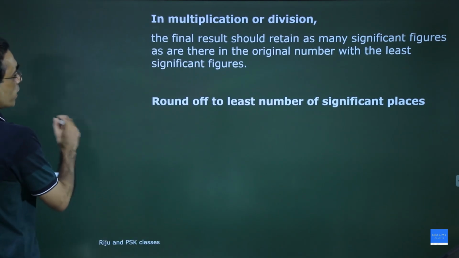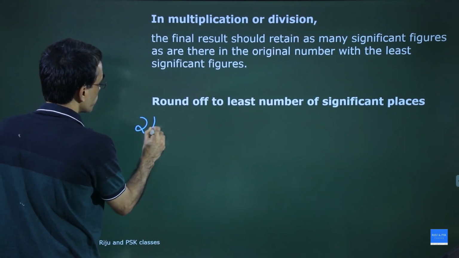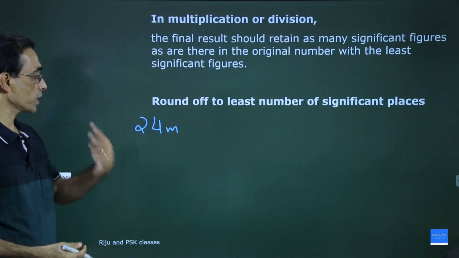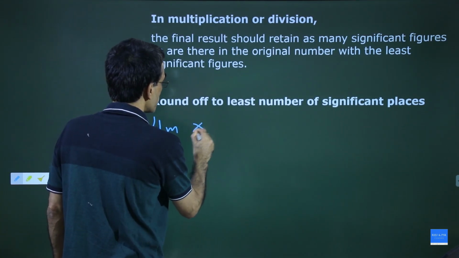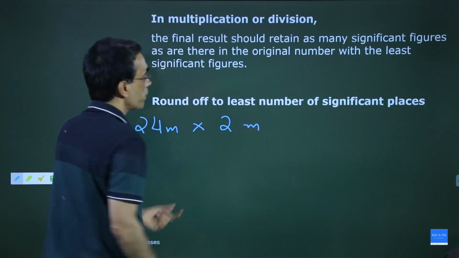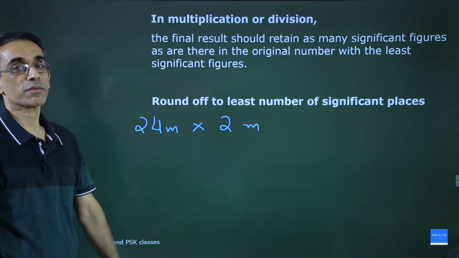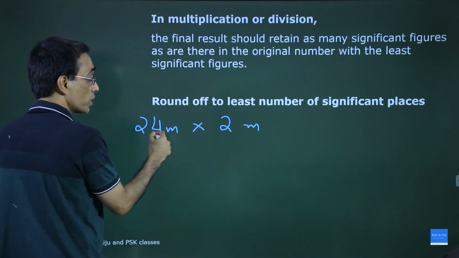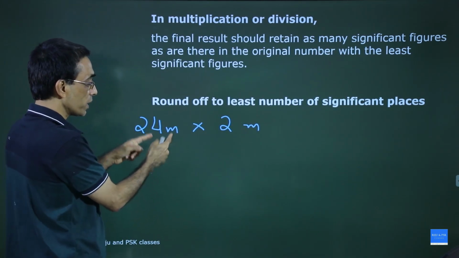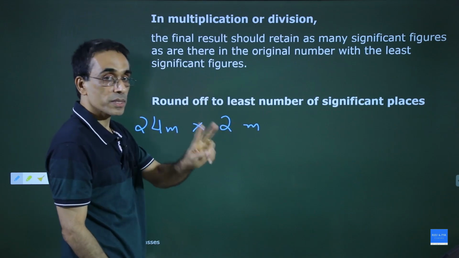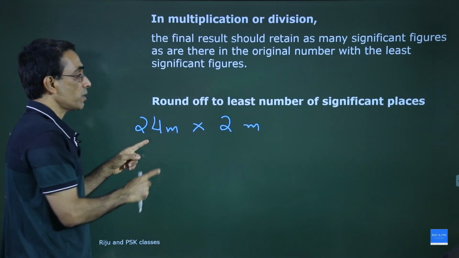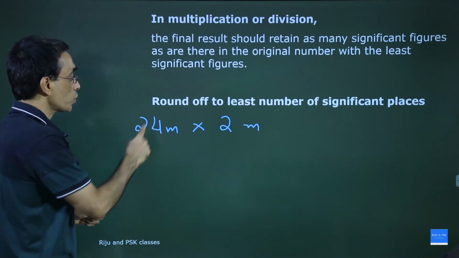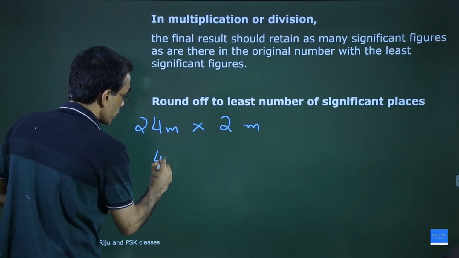Okay. Consider a number 24 meter. How many significant figures? 2 significant figures. Now you are multiplying this by 2 meter. How many significant figures? 1 significant figure. So what is the product? 24 meter into 2 meter. Both are measured values. 24 meter is a measured value, 2 meter is a measured value. So for measured values, significant figures are applicable. That makes sense. So 24 into 2 will give you 48.